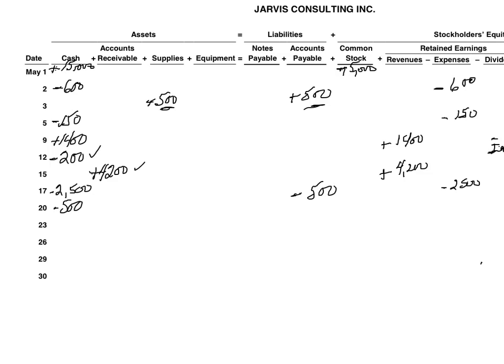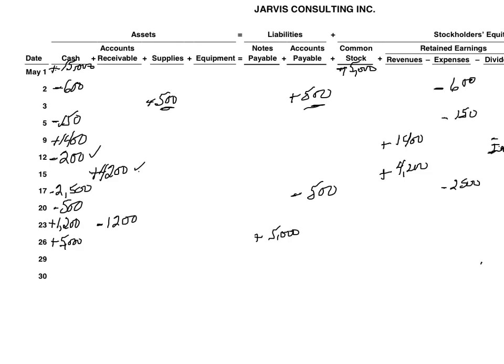Then I received a cash payment of $1,200 for the services provided on May 15th. So on the 15th, the guy owes me $4,200. But he's only paying me $1,200. So therefore, plus 1,200. And I go negative 1,200 here because he owes me $3,000 now, not $4,200. On the 26th, I borrowed cash from the bank on a notes payable. So my cash would go up $5,000, and my notes payable also would go up $5,000.